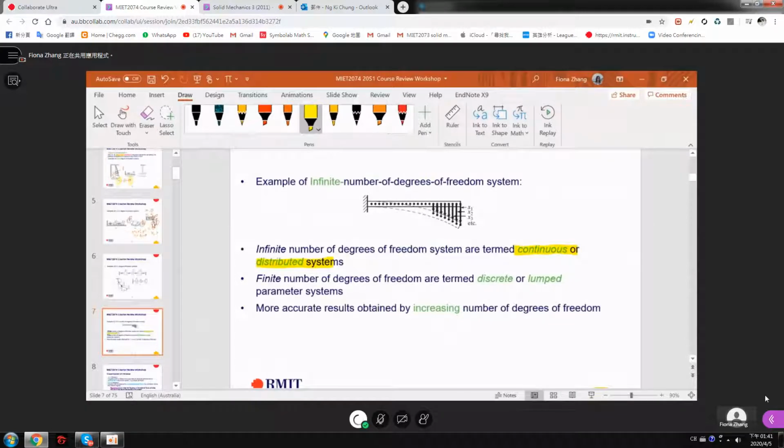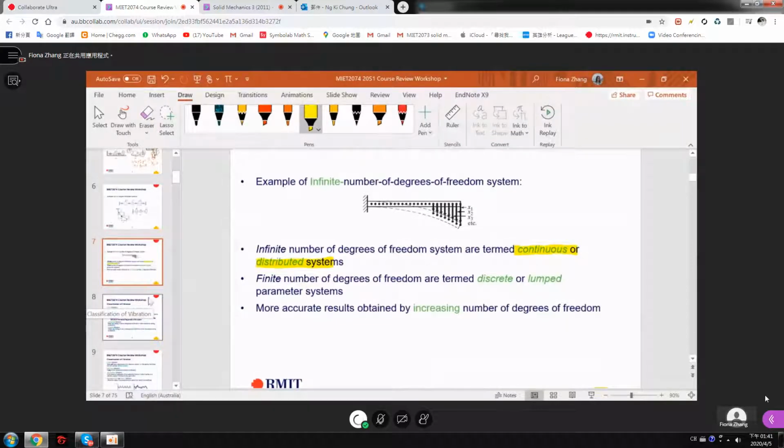Okay. Right, of course, more accurate results are obtained by increasing the number of degrees of freedom. But of course, the complexity also increases when you increase the number of degrees of freedom. So that's why we can ask the help of computers if you want to model them as a large degree of freedom or even a finite number of degrees of freedom system. Okay. Right, any question regarding the degrees of freedom?